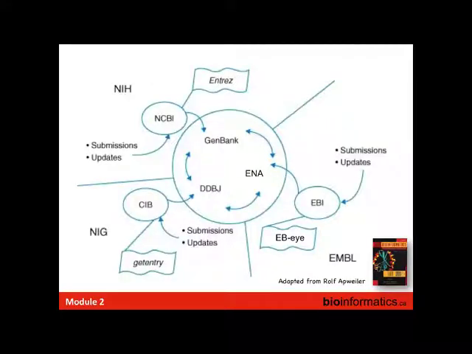I mentioned DDBJ, ENA, which is the European Nucleotide Archive, and GenBank. Those three are actually the same database. Everything that's in GenBank is in the ENA, which used to be called EMBL, and everything that's in EMBL is also in DDBJ, because these databases exchange every day. What is submitted to one ends up in all three databases on a daily basis.